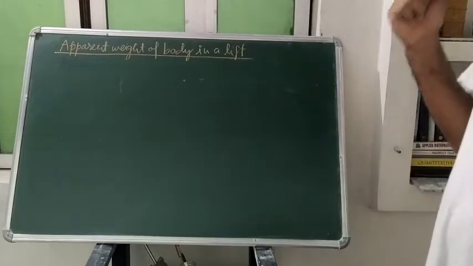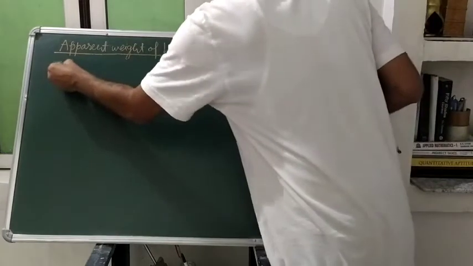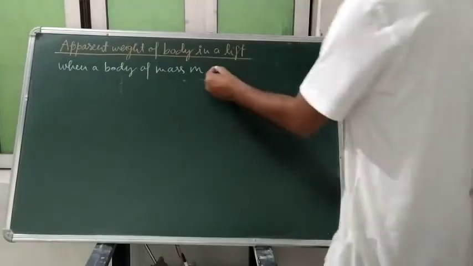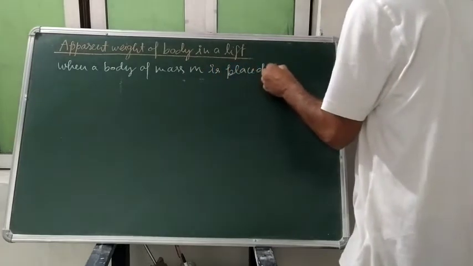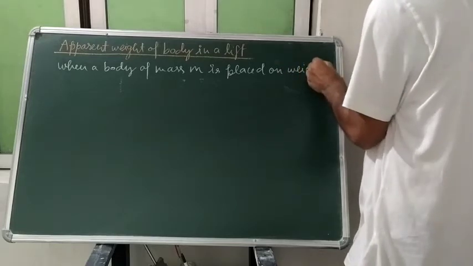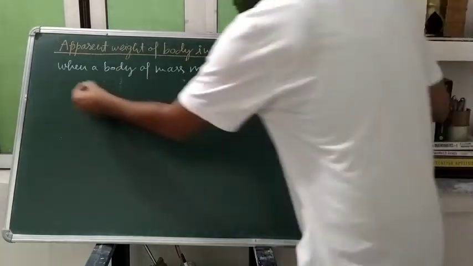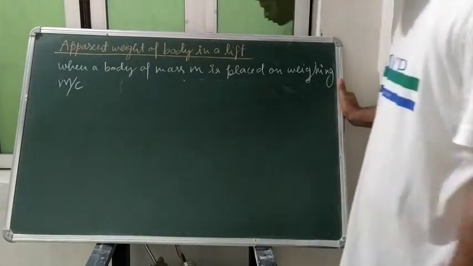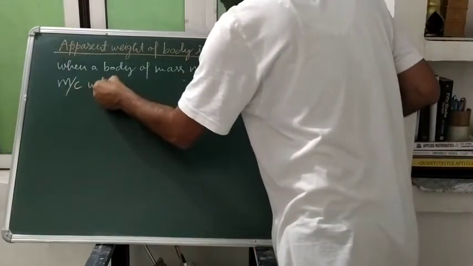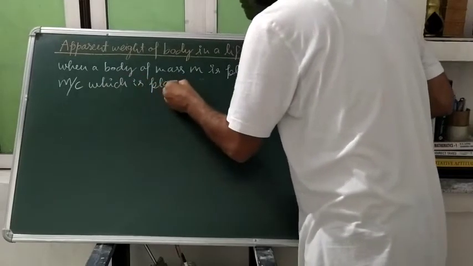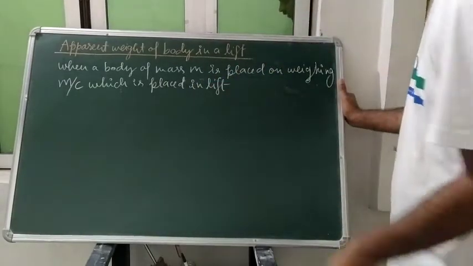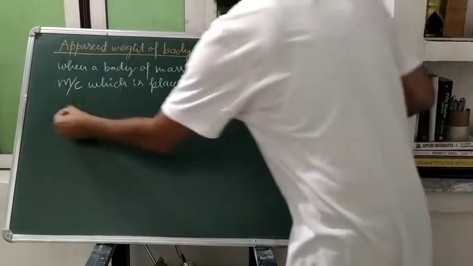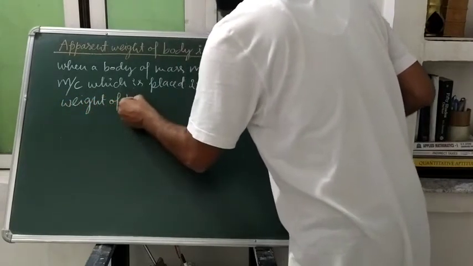So what is apparent weight, students? First we shall define that. When a body of mass m is placed on a weighing machine, I will abbreviate machine like this in my physics class, which is placed in a lift, then the actual weight of the body is mg.